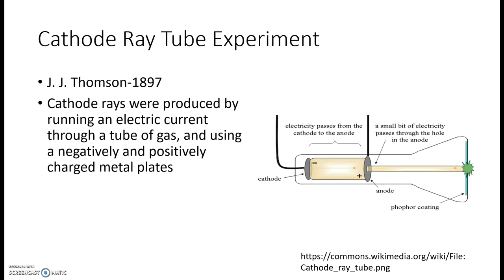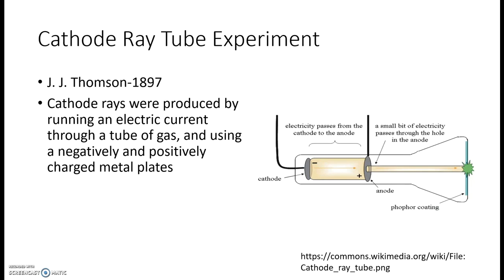Thomson is looking at these cathode rays. Now, what cathode rays are is using a tube full of gas. If you put an electric current through that tube of gas, you'll end up seeing that it glows. Well, J.J. Thomson ends up setting up this really neat experiment where he takes a cathode and anode plates, so negatively and positively charged plates, and is able to shape that glowing substance inside the tube into a beam.